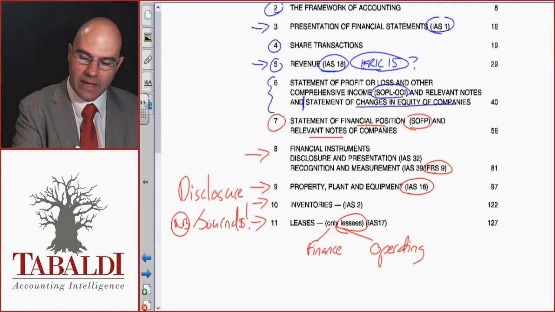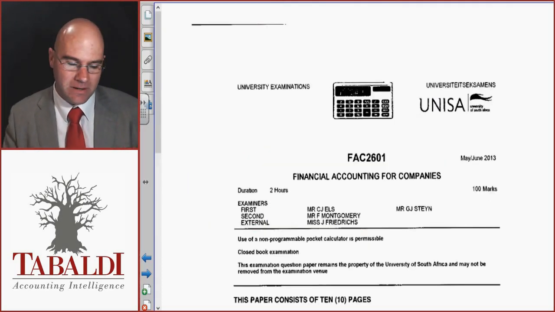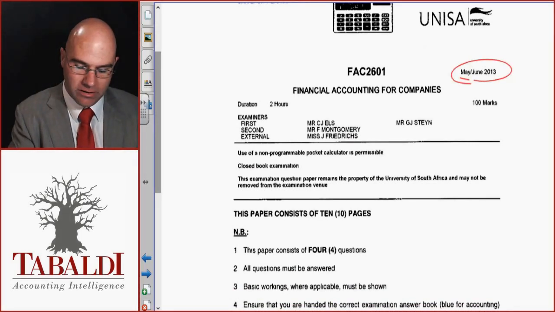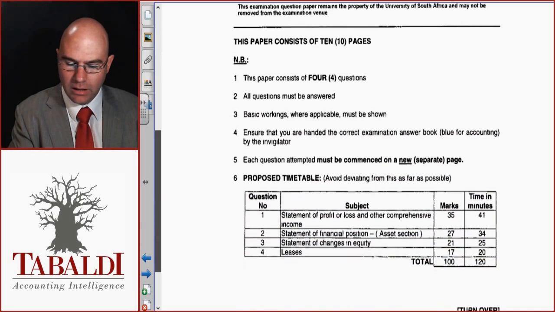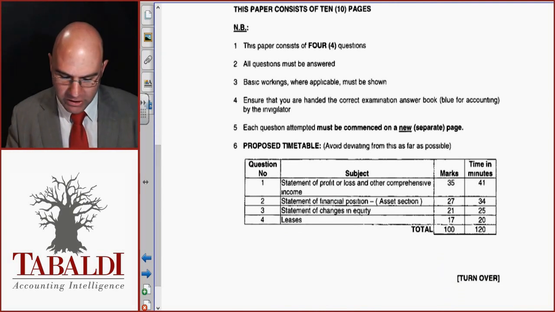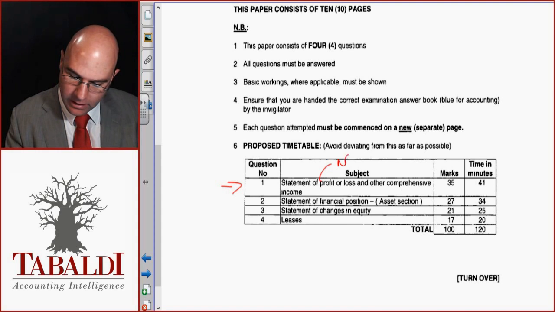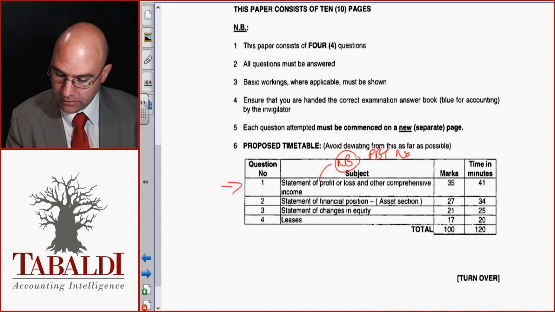Let's have a look now at a past paper, just the front page, to give you a feel for what you're in for at the end of the year. May, June 2013. Here we have 4 questions. We have a statement of profit or loss and OCI. Here, NB, guys, what's always going to come up is your profit before tax note as well.